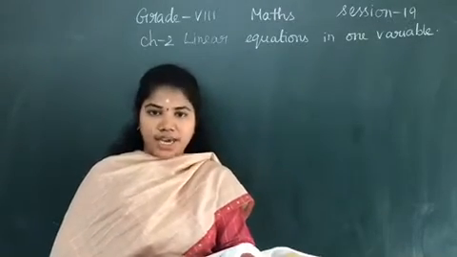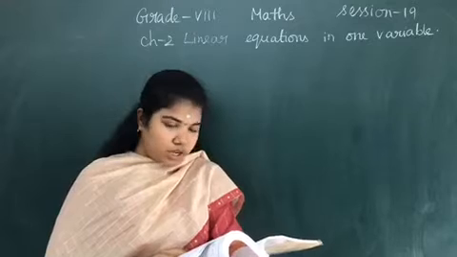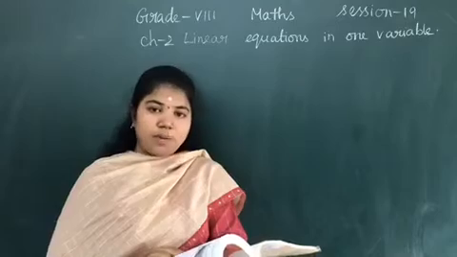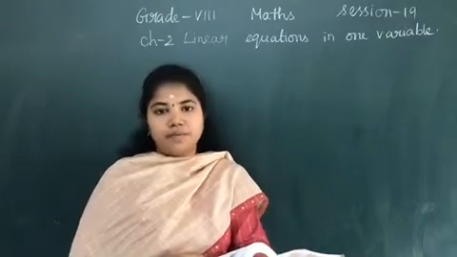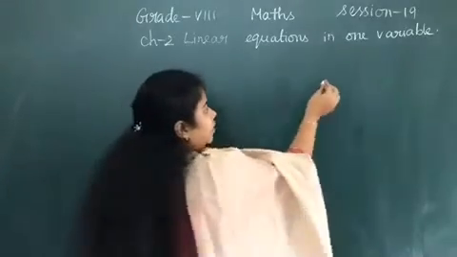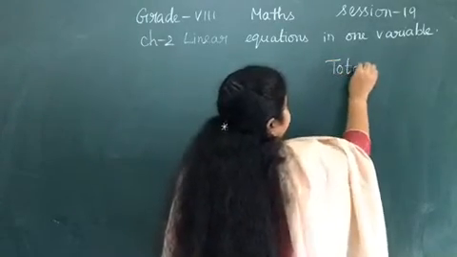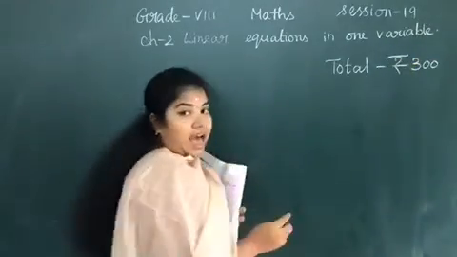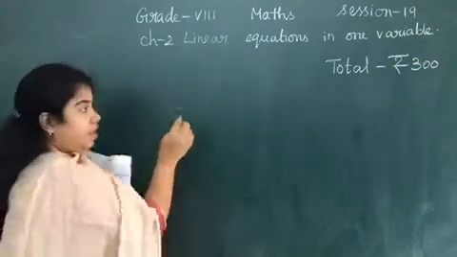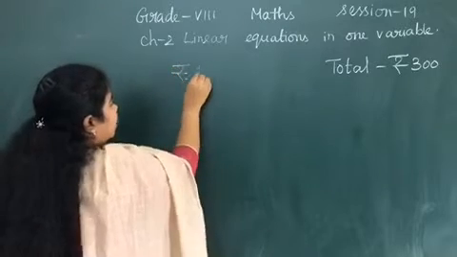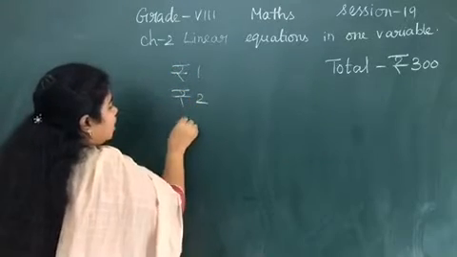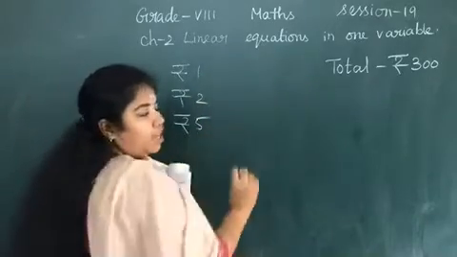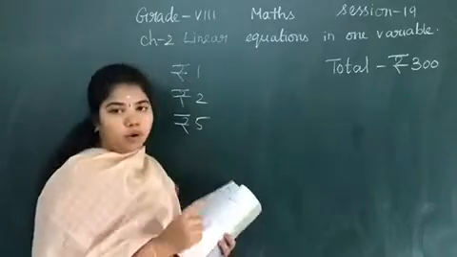Please listen to the question carefully. I have a total of rupees 300 in coins of denomination rupees 1, 2 and rupees 5. So what is the total amount that I have? The total amount I have is rupees 300. That 300 is denominated in rupees 1, rupees 2 and rupees 5.